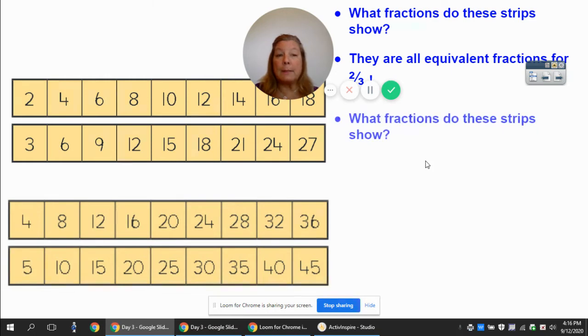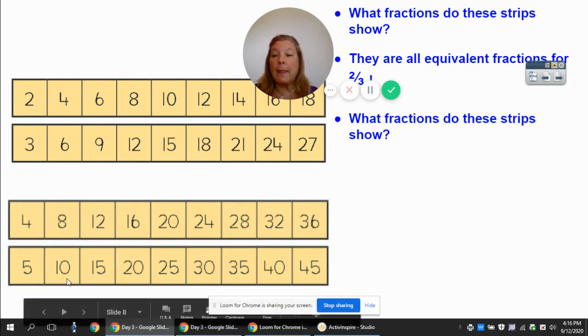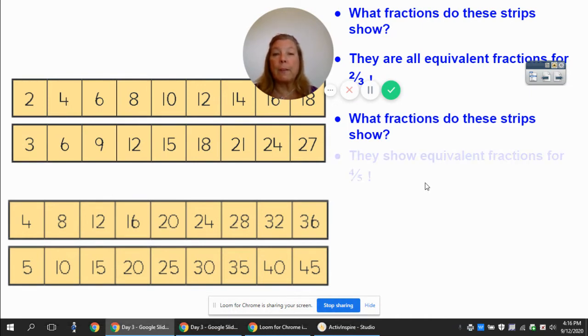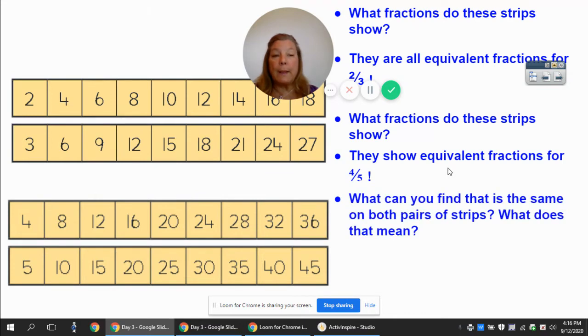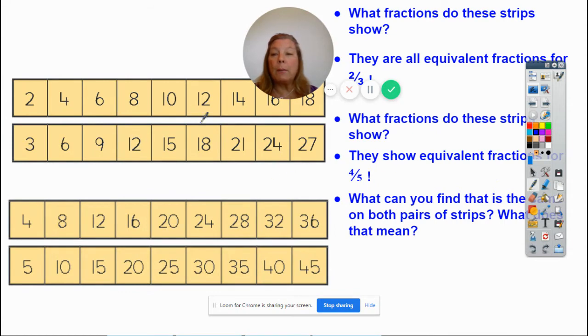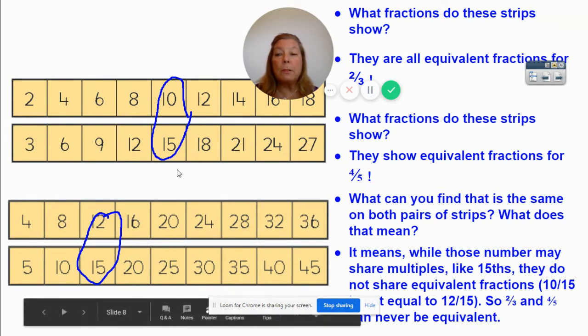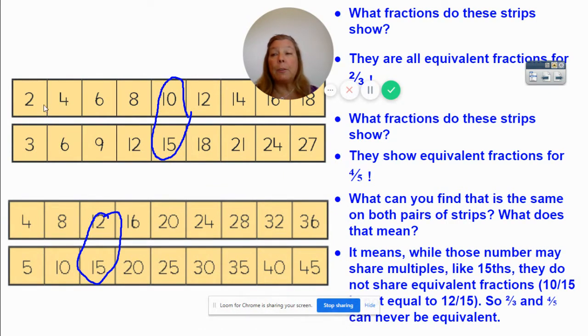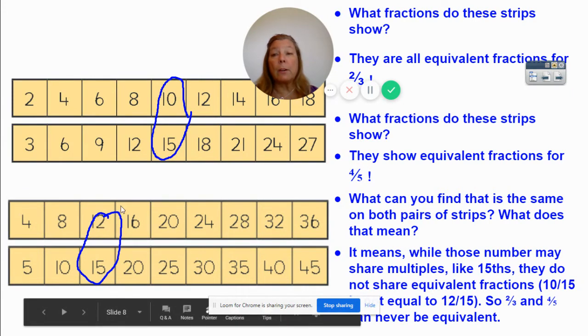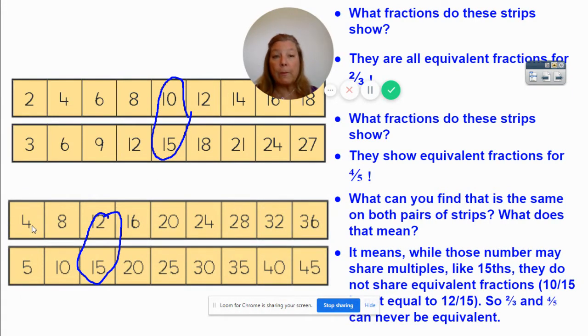I look at the bottom here, our next bar, and I notice that 4/5, 8/10, 12/15, those too are going to be equivalent fractions to 4/5. What can you find that's the same in both pairs of these strips, and what does that mean? Go ahead and mark it here. I notice that the denominator is 15 for both of these. We notice that both of them share the multiples of 15, but if you look here, we know 12/15 is greater than 10/15. Therefore, 4/5 is always going to be greater than 2/3.